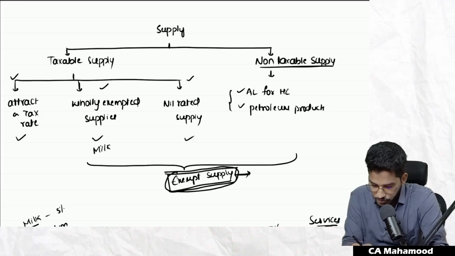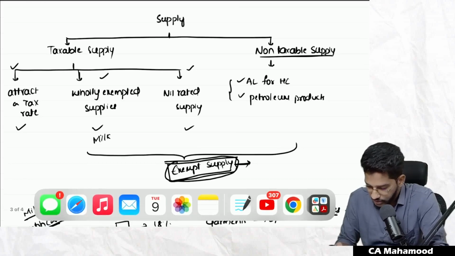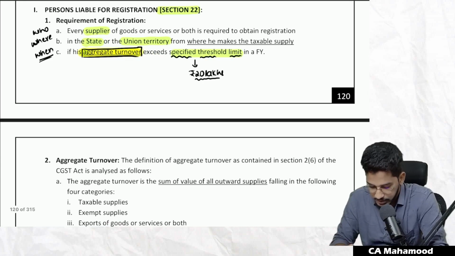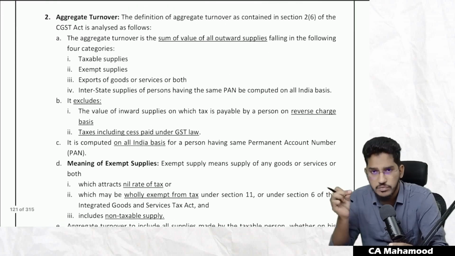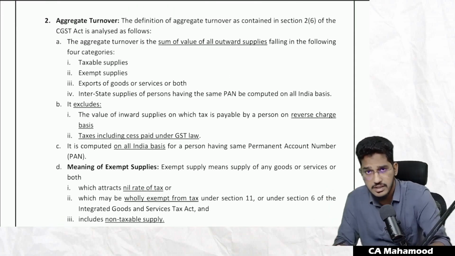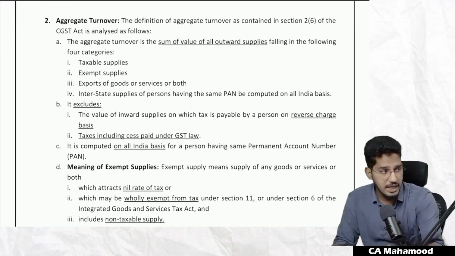So now, let us have a look at the definition of aggregate turnover. See here, pay attention. Very, very important point. There are high chances of it getting tested in the examination. That's why I'm spending a lot of time explaining this.